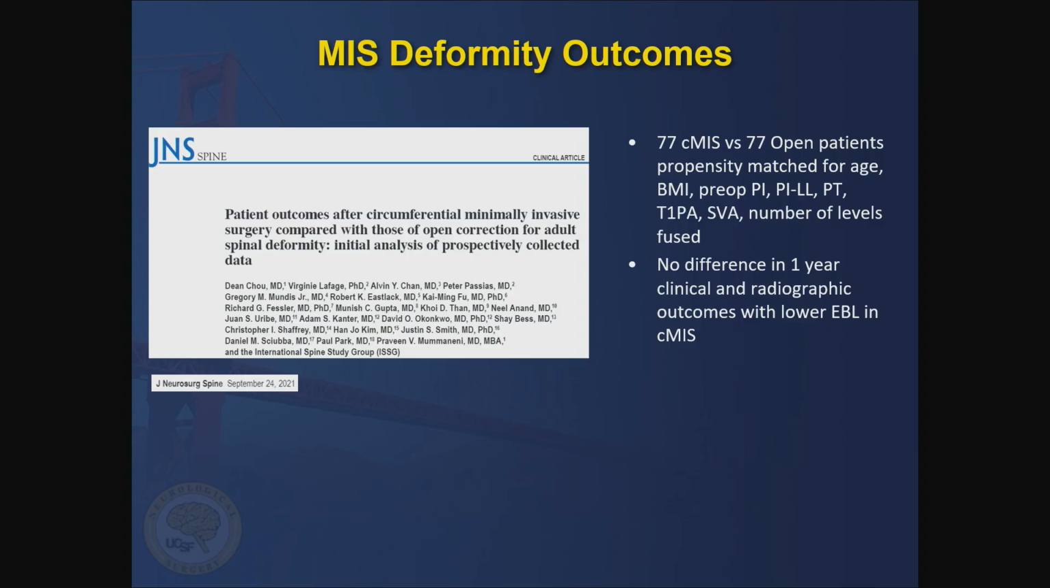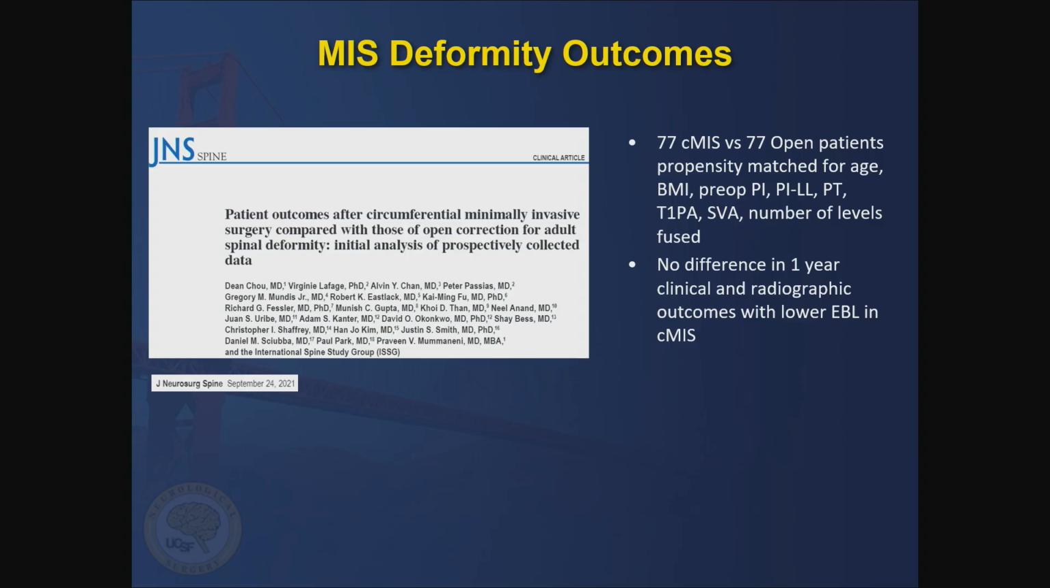T-lift does not give you much lordosis when you do it MIS because you're not doing a PCO in the back. There's no facet osteotomy to squeeze on your T-lift, so the T-lift doesn't give you much lordosis. So if you want lordosis, do lateral or do A-lift is basically the bottom line of this algorithm, and I'll show you some cases to just show that.